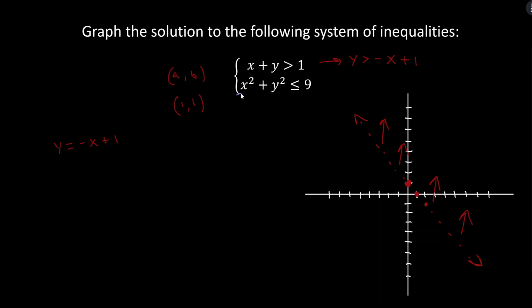Let's do our second graph here. This hopefully recognizes a circle. I'm going to do this one in purple. This is a circle. It's centered at the origin and it has a radius of 3, right? Remember the general form of a circle. I'll write it off to the side.